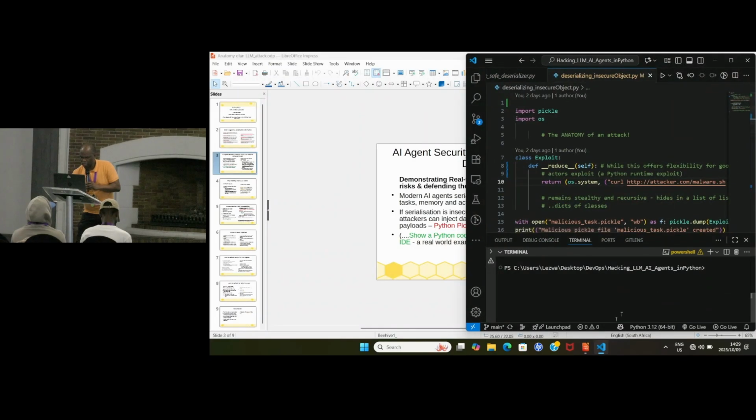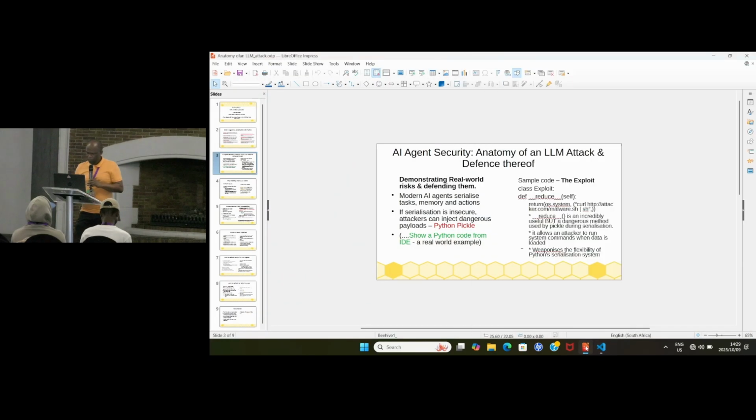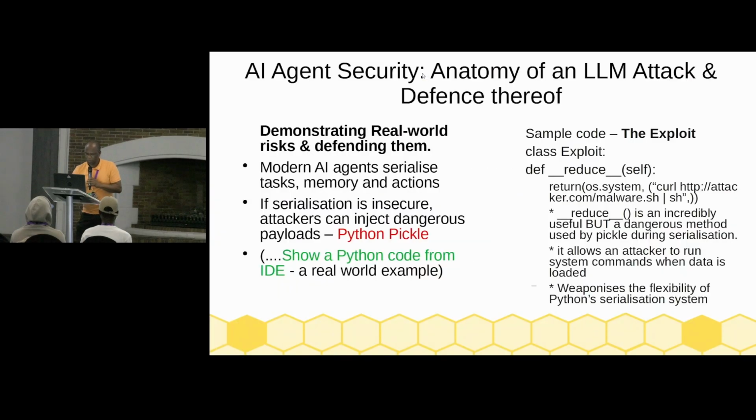Let's go back to the slides. And yeah, so that's really how you set up the exploit there. You use reduce because the method allows the attacker to run system commands when data is loaded. And then also it weaponizes the flexibility of Pickle, the library, against the best intentions of the developer or the company that actually uses it. So maybe we can go to the next slide.